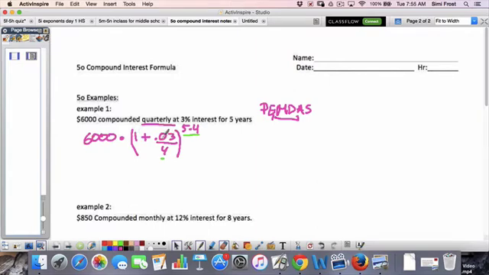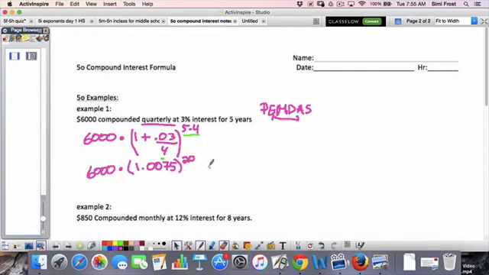So we'll go 0.03 divided by 4 is 0.0075, and then when I add it to 1, this is going to become, I'll do my 6,000 over here, times 1.0075. Okay, make sure you multiply these exponents together. 5 times 4 is 20.